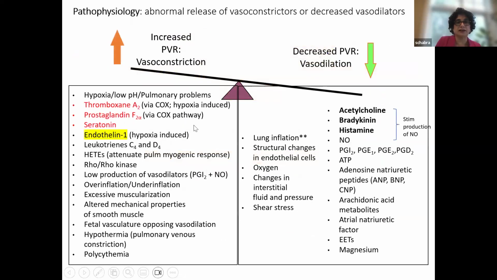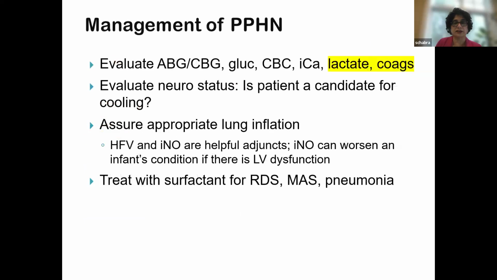And again, this just talks about the mediators that are stimulating the pulmonary vascular resistance. This is again a balance between increased pulmonary vascular resistance or decreased pulmonary vascular resistance, and it is due to these mediators. If there's excess thromboxane or prostaglandin or serotonin or endothelin-1, these are all vasoconstrictors, and as you know, nitric oxide is the big vasodilator.